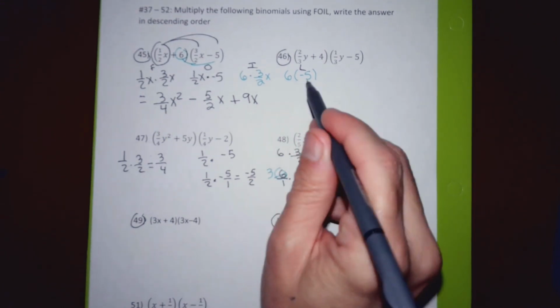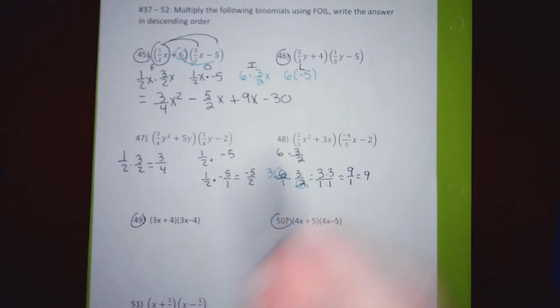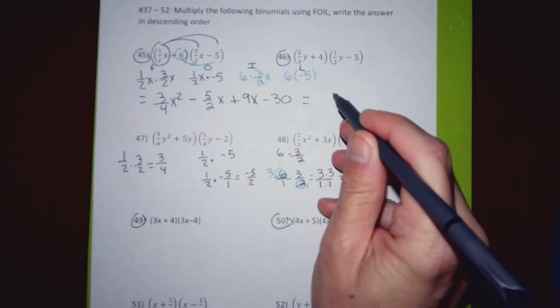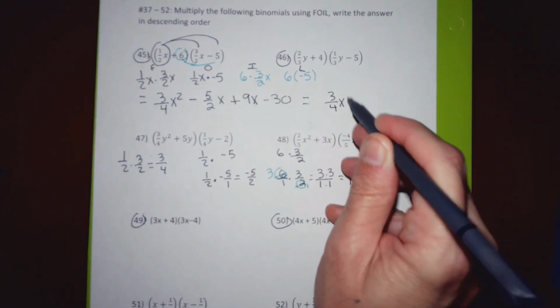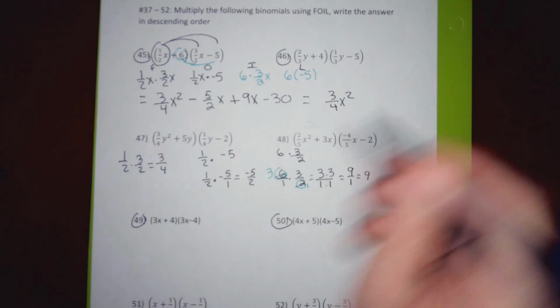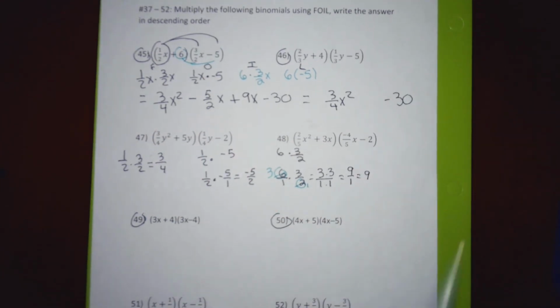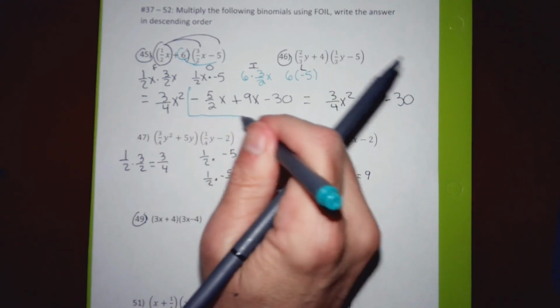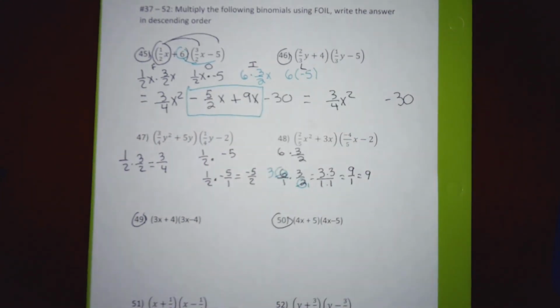For the last, 6 times -5 is -30. I'm almost ready to write an answer. The x squared term, 3/4 x squared, is going to be part of my answer. The -30 is going to be part of my answer. I need to do better and combine the inners and outers.